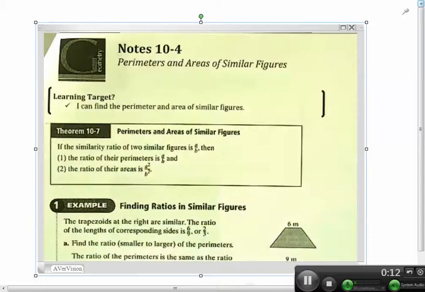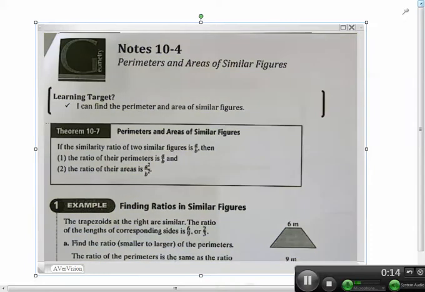On 10-4, the perimeter and the area of similar figures. So what's our learning target? I can find the perimeter and the area of similar figures. So let's take a look at this.